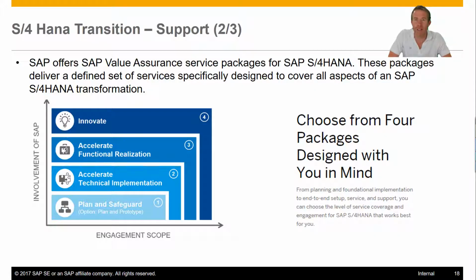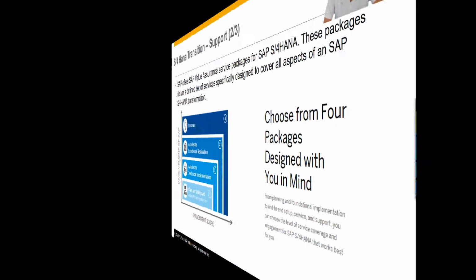So in addition to the SAP Activate methodology, SAP are also offering what are called value assurance packages for S/4HANA. And these packages are a set of services which are specifically designed to cover all aspects of the SAP S/4HANA transformation journey. You can choose between 4 different packages, depending on what your support needs are, and the involvement of SAP increases or decreases depending on which package you choose. If you want to find out more about these offerings, you can contact your account executive.